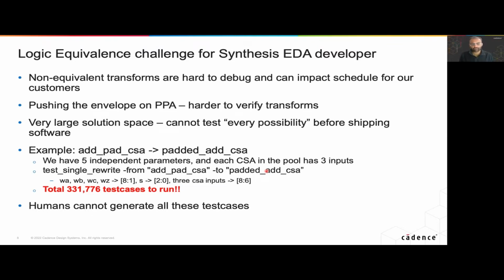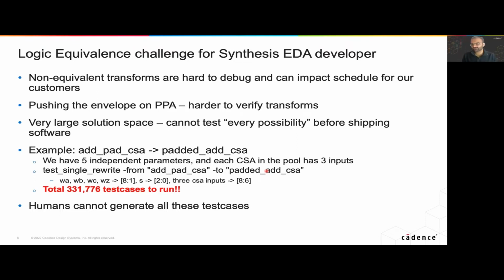So what we really want to do is that we want to ensure that we are correct by construction. So when we ship our software, our customers don't see any non-equivalences. But at the same time, we are pushing the envelope on PPA, right? So the more we push the envelope, the harder it is going to get to verify these transforms. As I already mentioned, this is a very large solution space, and we want to ensure that every possibility is taken care of, and we test every possibility before we ship, which is basically kind of impossible, right?